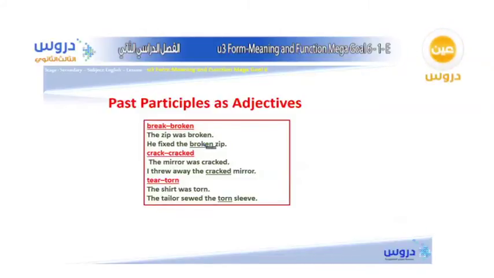So, the word broken here, we dealt with broken as adjectives. Broken zip, cracked mirror, and we know that adjectives come before nouns. So this is in the past participle, but we used it as an adjective. Cracked mirror, torn sleeves.